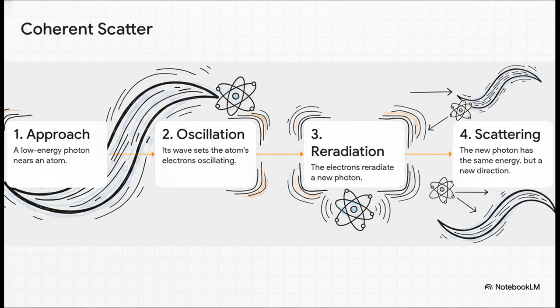And here's the punchline in step 4. Because no energy was actually lost or kept by the atom, this new photon has the exact same energy, the exact same frequency, the exact same wavelength as the original one. The only thing that's different is its direction. It's headed off at a slight angle.